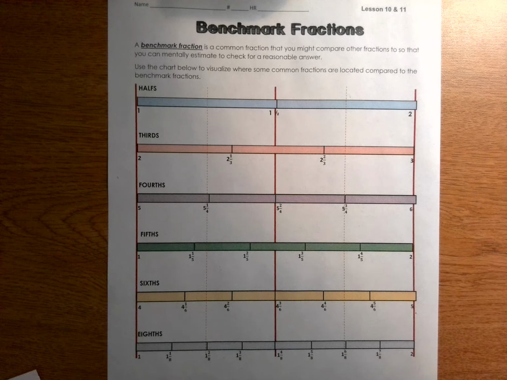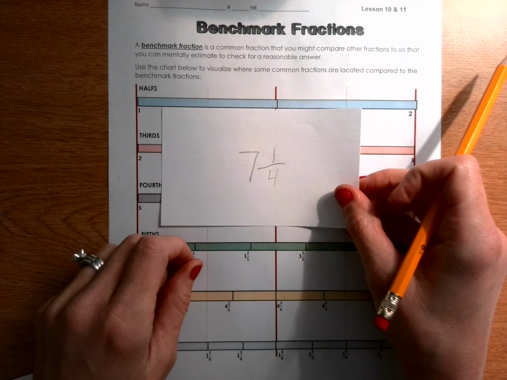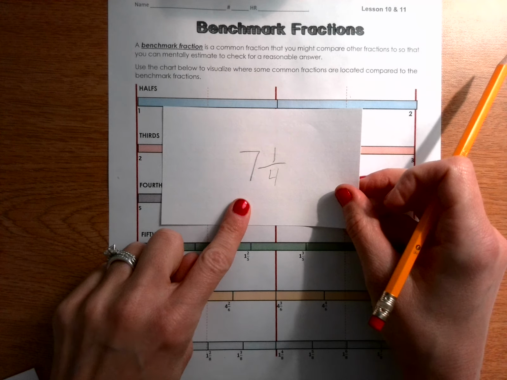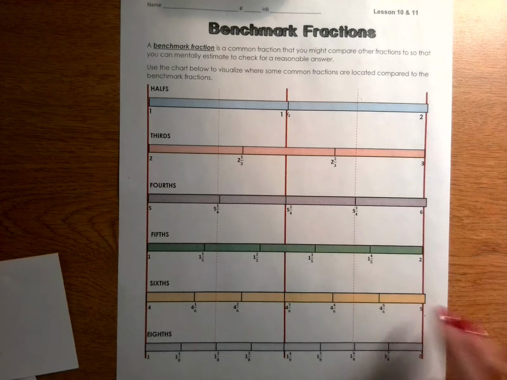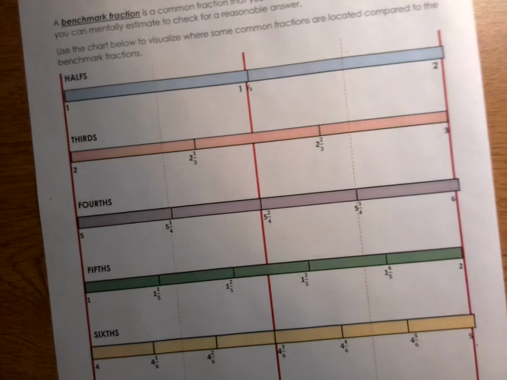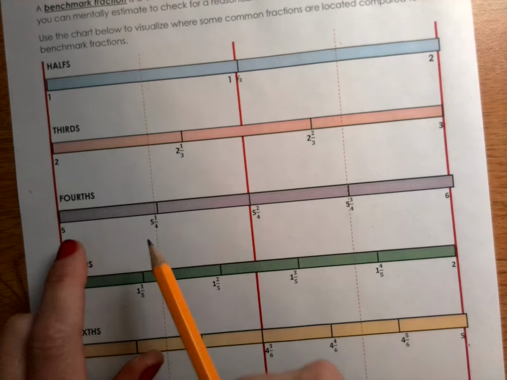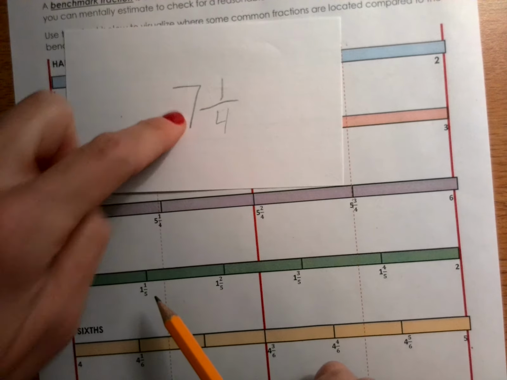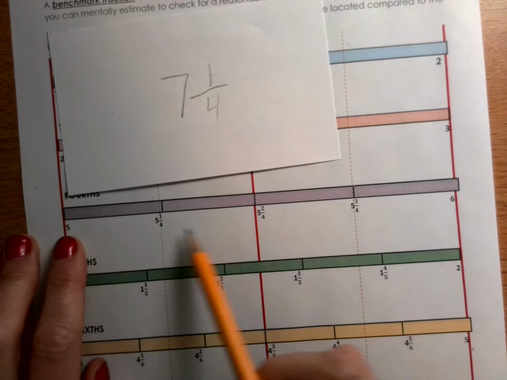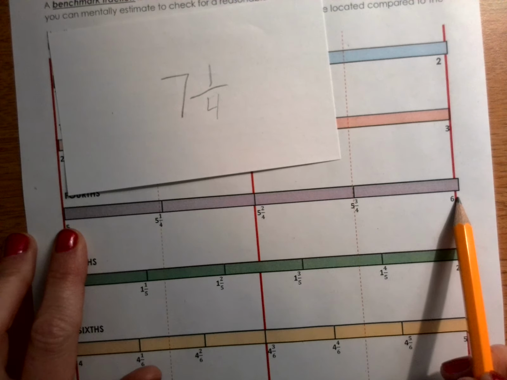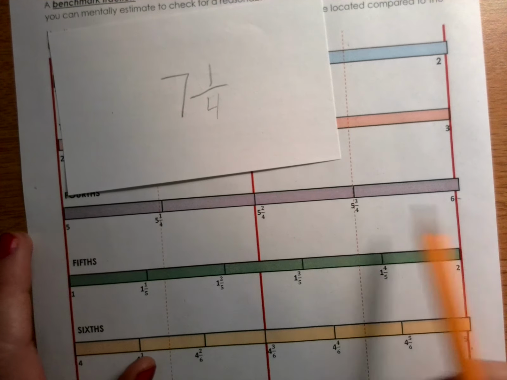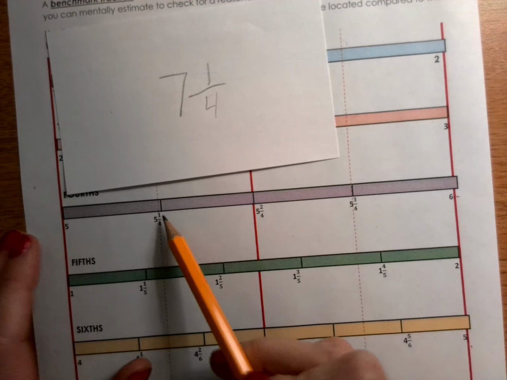So what if I gave you the fraction 7 1/4? Here's how you can use the chart. You can look at the fourths line because we are looking for a 7 1/4. Now this one just happens to be labeled from 5 to 6. Doesn't matter, it's still cut into fourths. So 1/4 is right here.